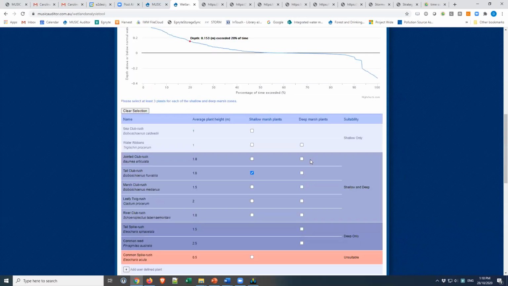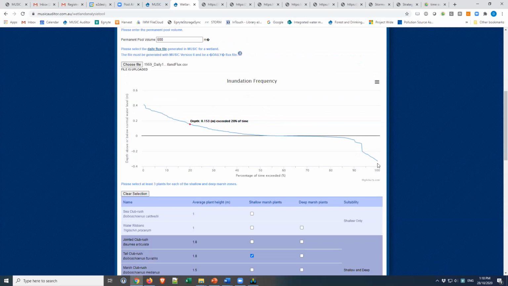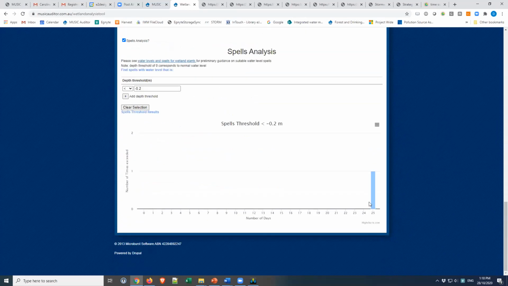And this doesn't tell you how long that period is. If it did that 50 times for one day, you probably wouldn't care. But if it's 25 days in one hit, that might be enough to be an issue.